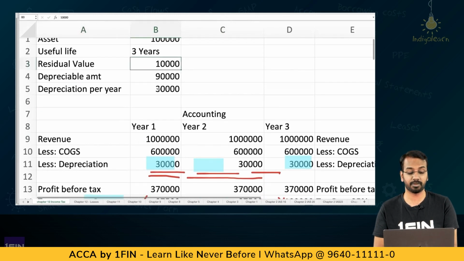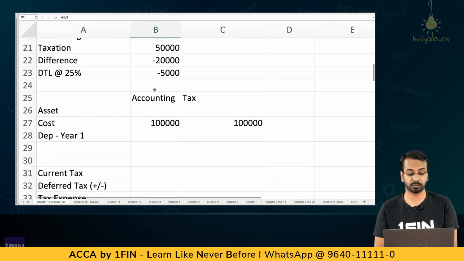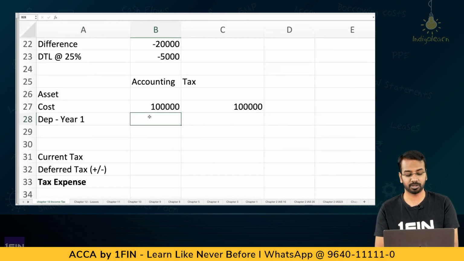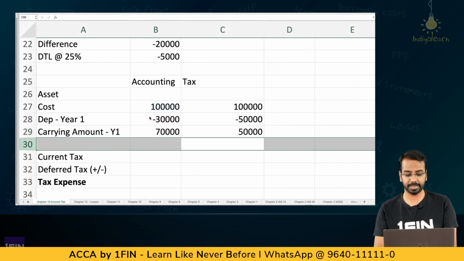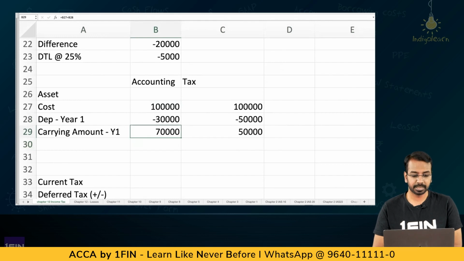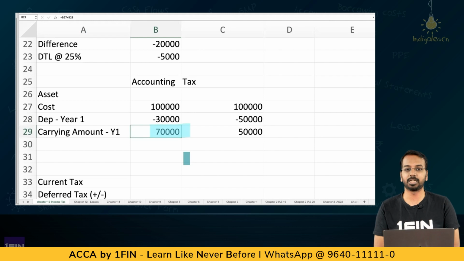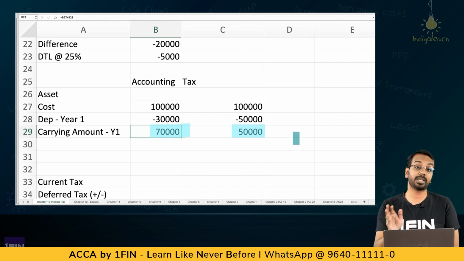Yeah, 10,000 of residual value, 30,000 of depreciation. So, year 1 depreciation is 30,000. For tax, depreciation is 50,000. Carrying amount year 1 is 70,000 and 50,000. Right. Now, this 70,000 is called the carrying amount as per the financial statements, and this is the carrying amount as per the taxable income computation, called the tax base.